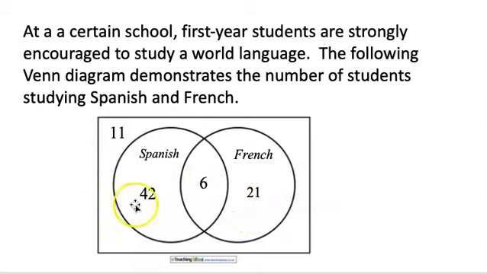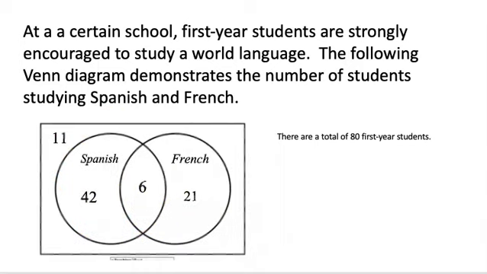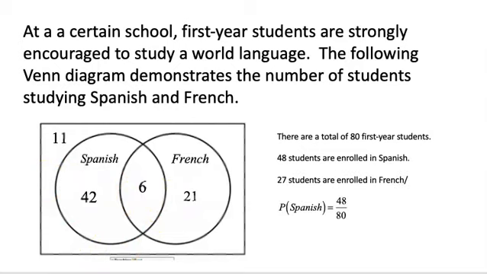So how many students is that total? What's our entire sample? 42 plus 11 is 53, plus 6 is 59, plus 21 is 80. There's a total of 80 students. Now, how many of them study Spanish? 42 and 6, 48 study Spanish. So we could certainly come up with the probability of studying Spanish would be 48 out of 80. How many study French? Well, 21 only French, 6 both Spanish and French. So a total of 27 study French, and 6 study both.